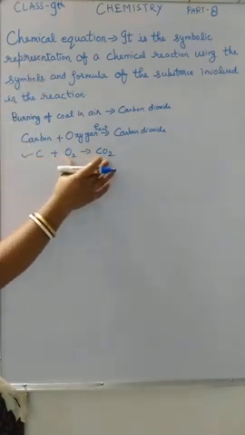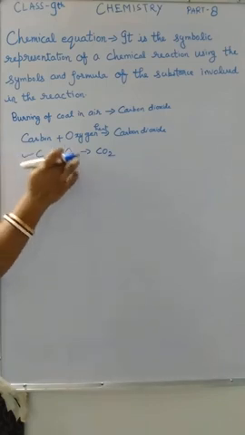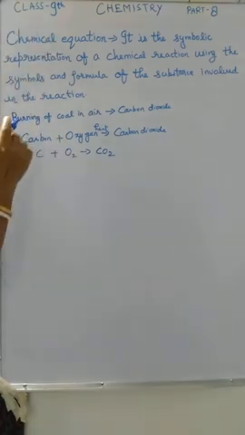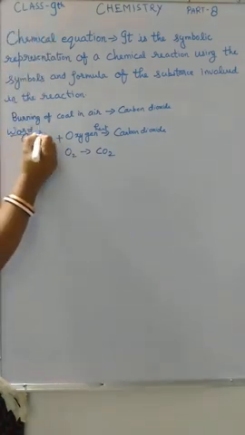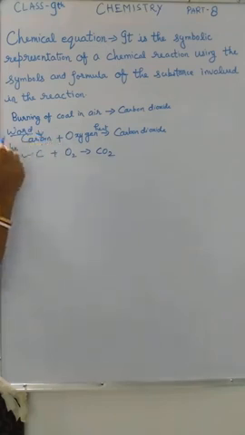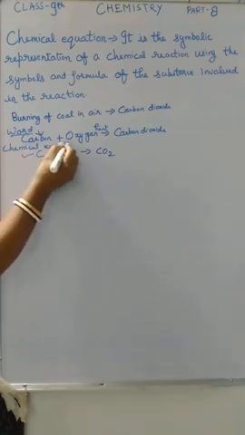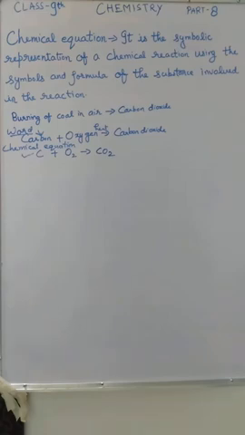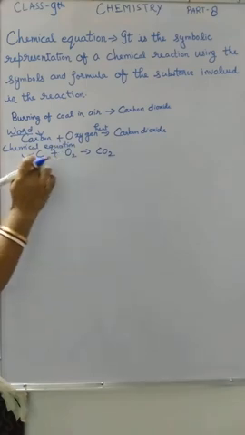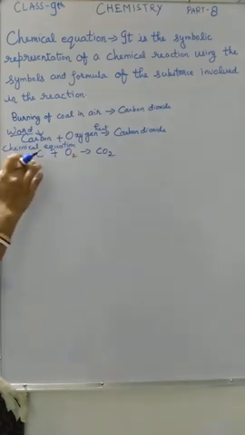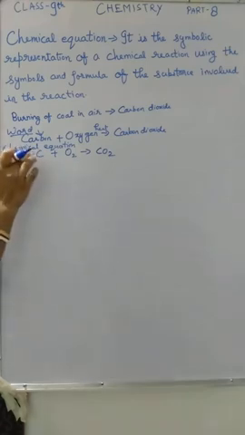When you are writing any chemical reaction with the help of symbols and formula, in which a new substance is formed, that is called chemical equation. This one is called word equation, and this one is called chemical equation. I hope you understood. What is chemical equation? It is the symbolic representation of a chemical reaction using the symbols and formula of the substances involved in the reaction. Those substances, symbols and formula we have to use which are involved in the reaction. So that is called chemical equation.